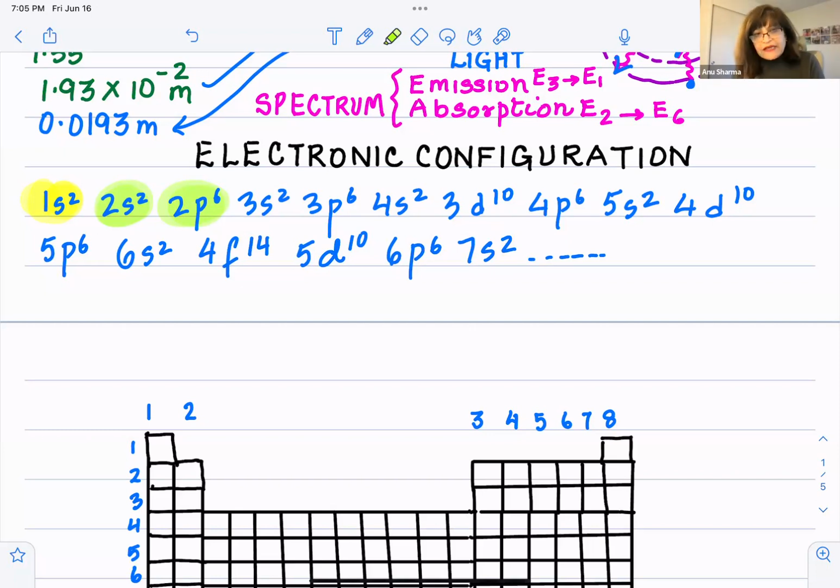So basically, where is the probability of finding the electrons? The probability of finding the electrons is always in the orbitals. So from now onwards, I'm just going to use the word orbitals.